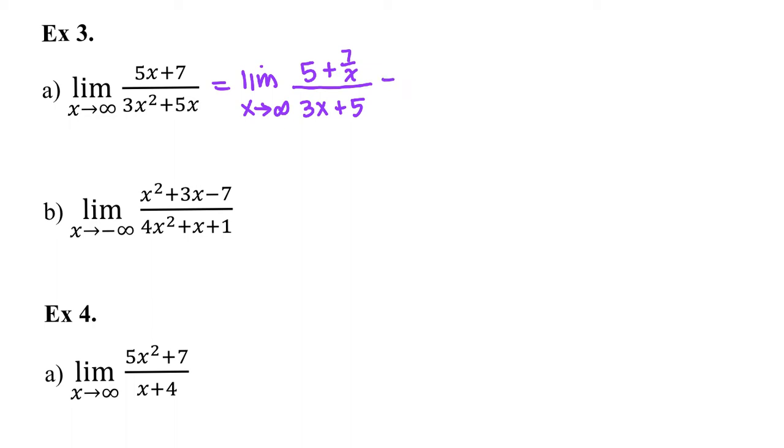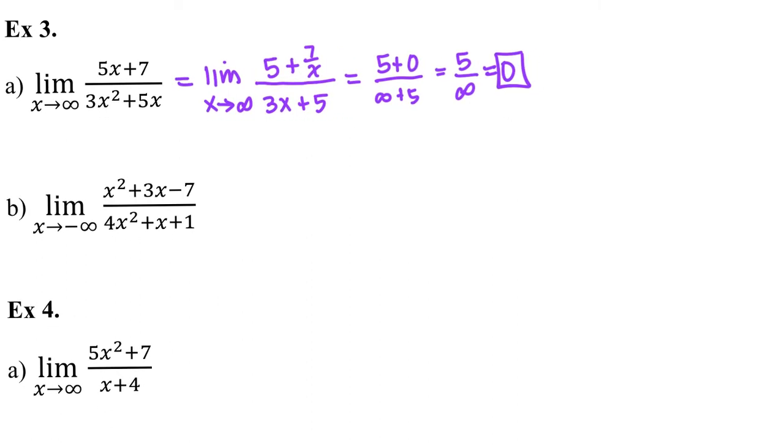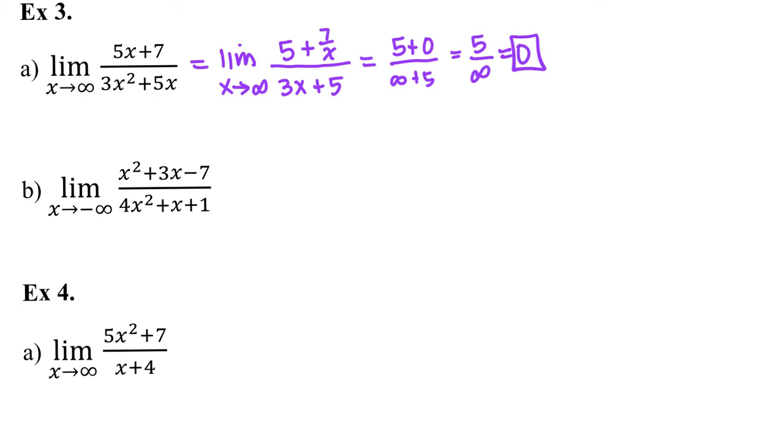Okay, now when I plug in infinity, I get 5 plus 7 divided by infinity is 0. And the denominator, I get 3 times infinity, which is some kind of infinity, plus 5, which is still some kind of infinity. So I'm essentially getting 5 divided by infinity, which will turn into a 0. Okay, now I could have also divided by the highest degree on the denominator. Let me do that real quick. Sometimes I feel like one of them is easier than the other, although it doesn't make a difference to me.